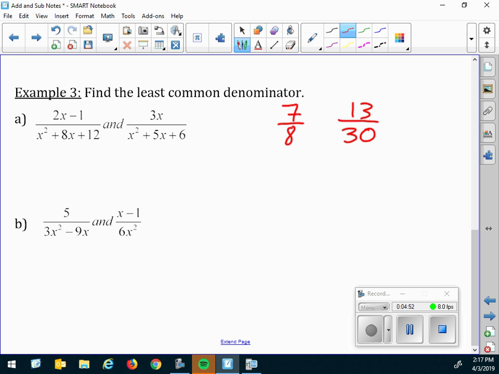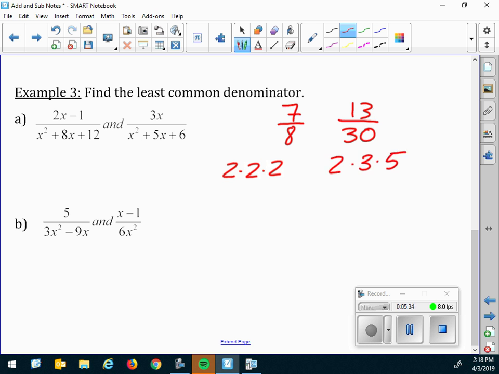Now, listen to me. One way to find a common denominator is to multiply those together. That may be the least one, it may not be the least one. If it's not the least one, then later on you can simplify it some. So let me show you how you find the least one. How does 8 factor completely? 2 times 2 times 2. How does 30 factor completely? 2 times 15, and then 3 times 5.